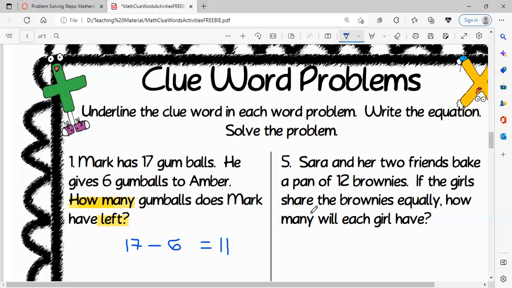Sarah and her 2 friends bake a pan of 12 brownies. If the girls share the brownies equally, how many will each girl have? All right, so let's find the keyword. What's the keyword here? Equally. There's actually another one. Both of them go together.